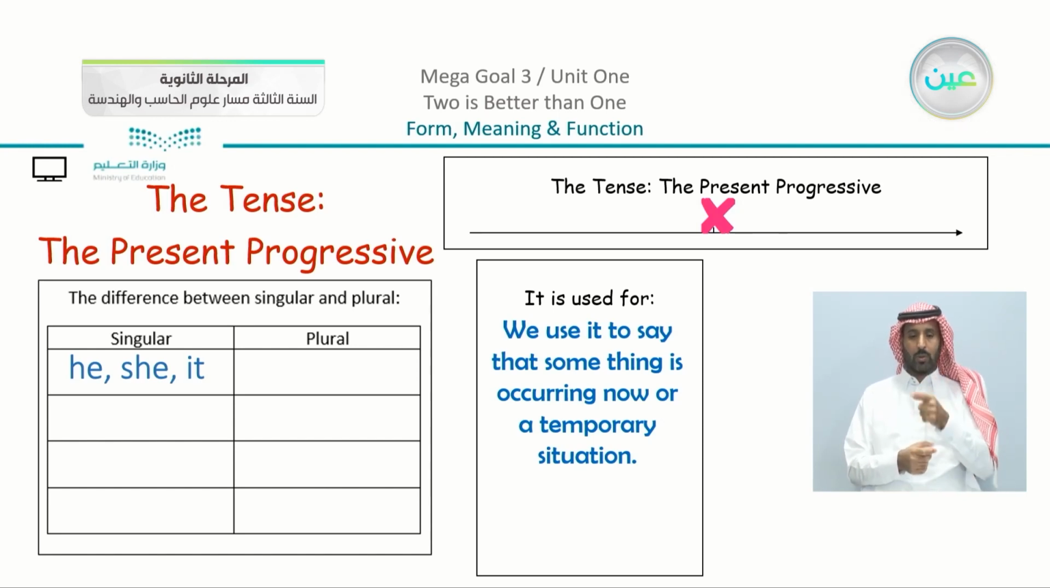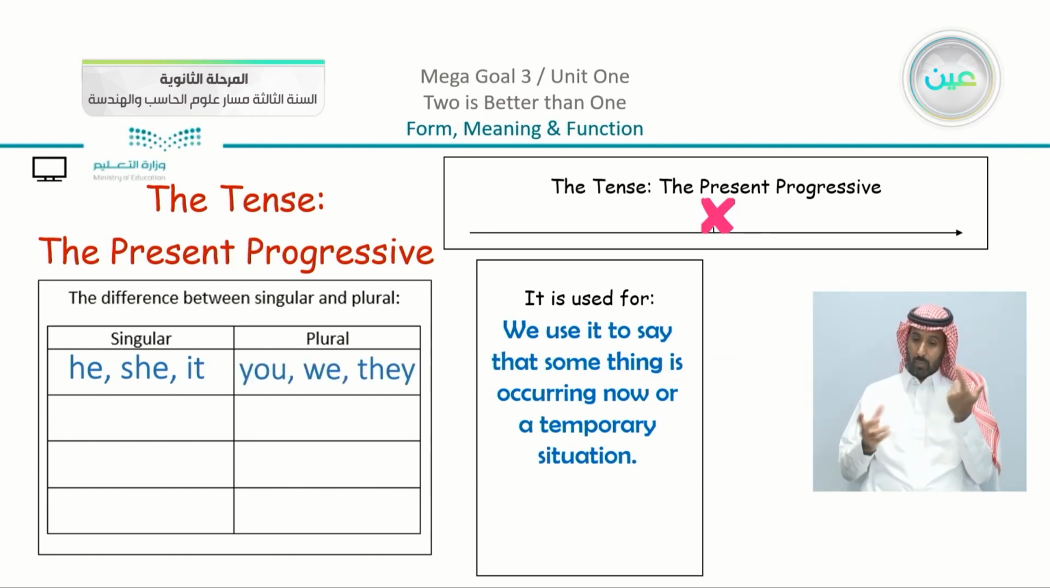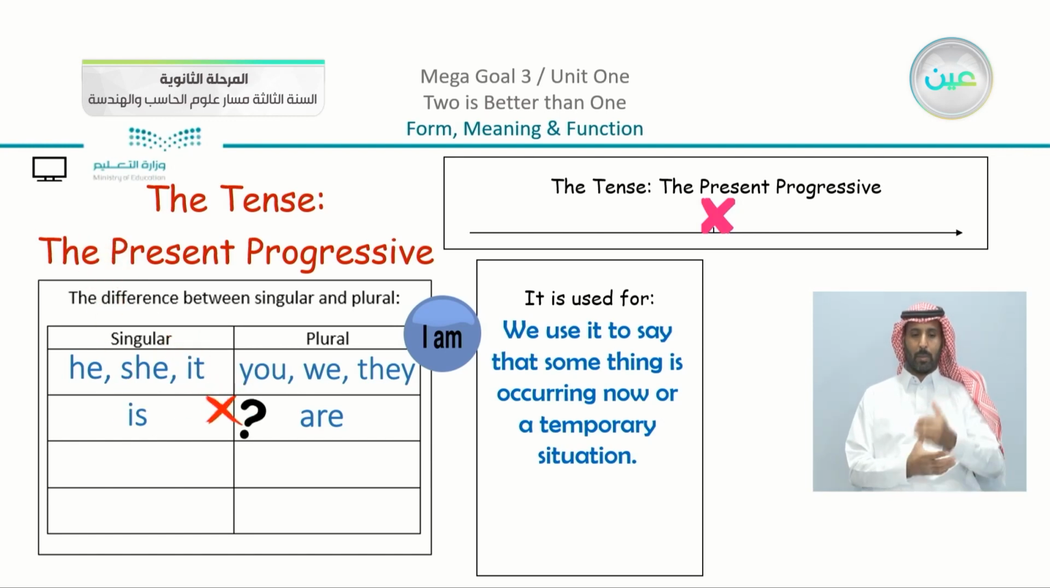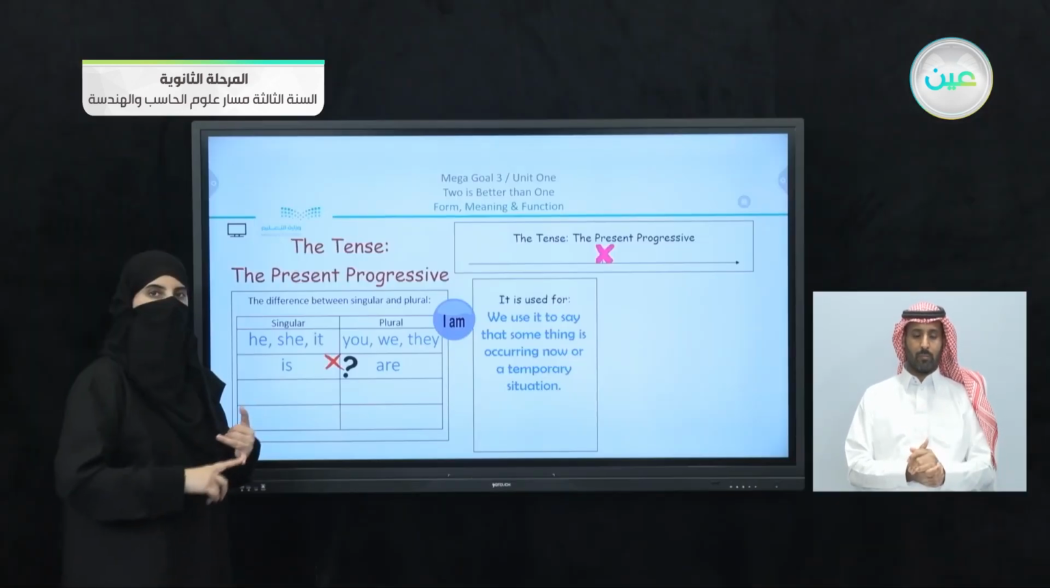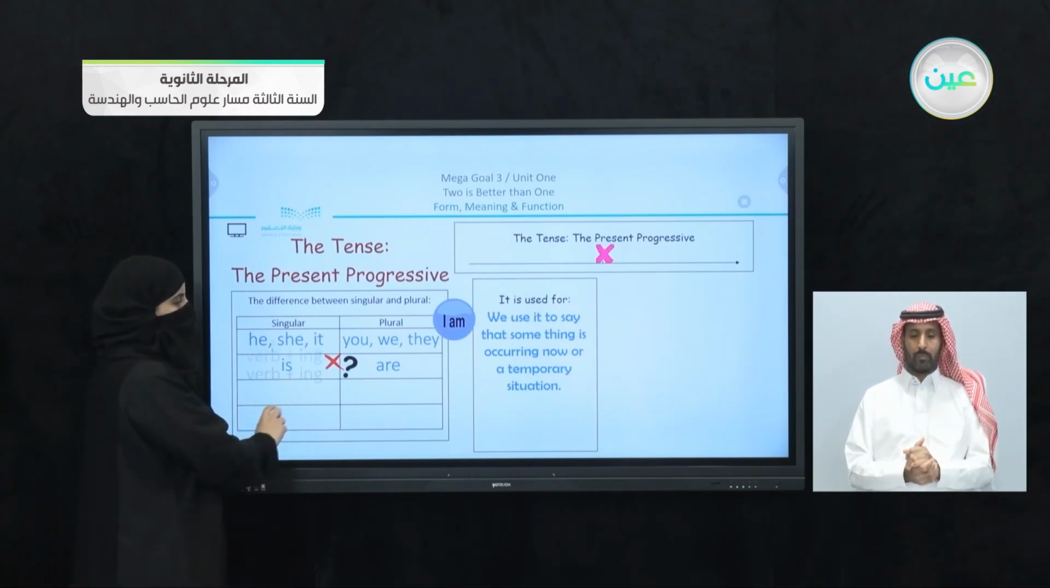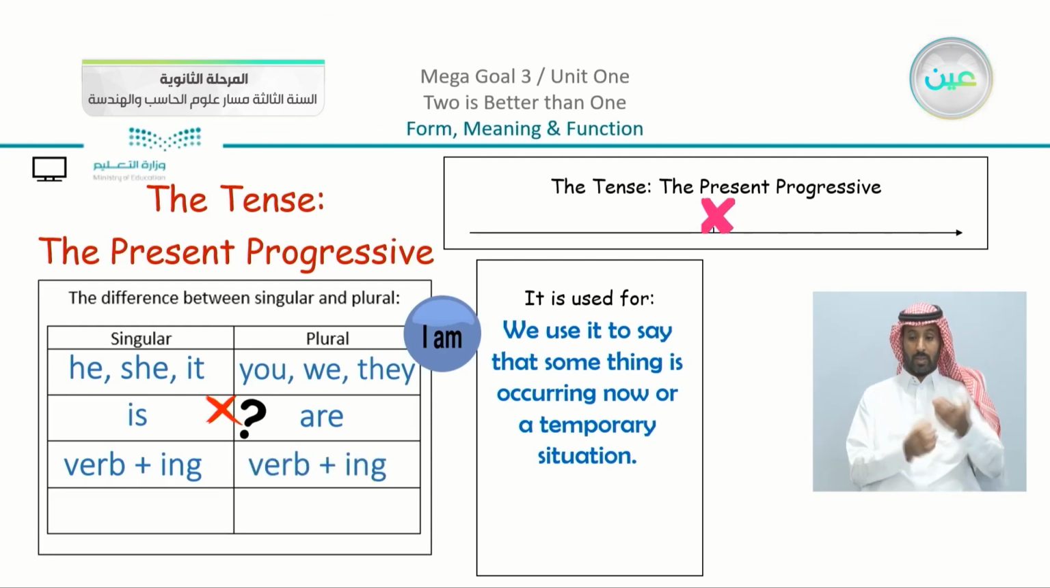We can have here the pronouns, as we discussed before, singular and plural. We have here is, a verb to be used with the singular. Are is used with the plural. But you can notice that there is one pronoun which is missing. We have here I, which is always with I am in the present progressive. Of course, we use them in affirmative sentences, in negatives, and also in questions. Both of the verbs have ing with them.